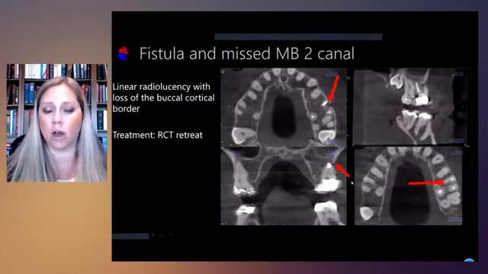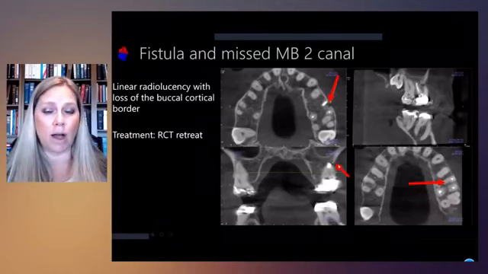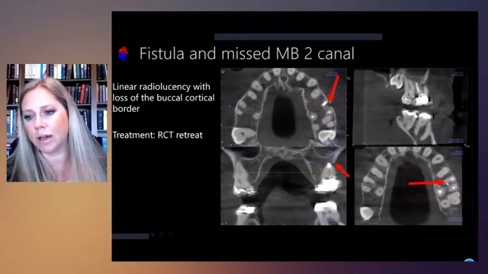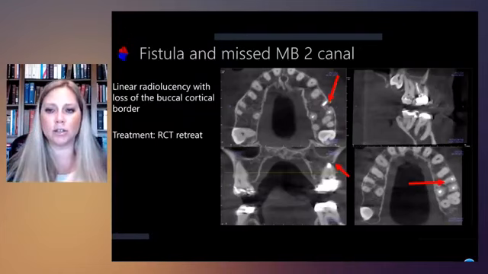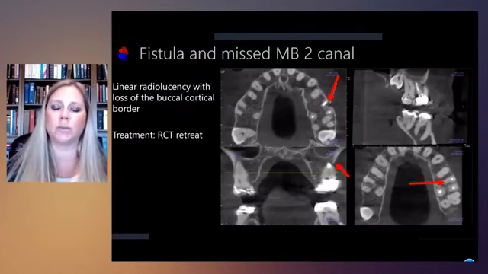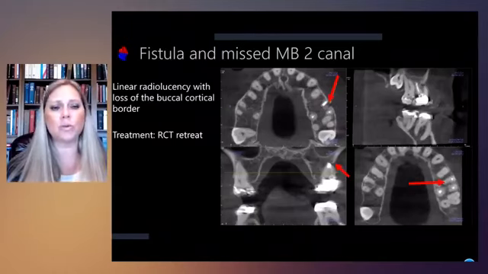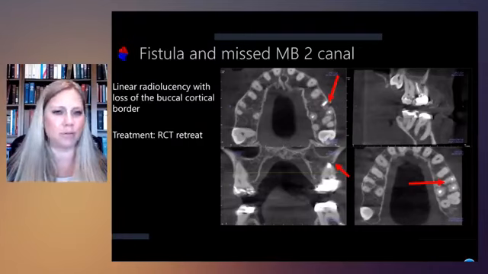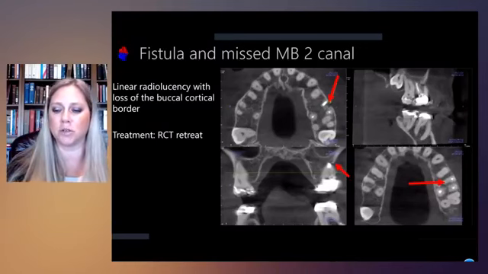Here we had our non-healing root canal treated tooth. We can see that we have a draining fistulous tract on the buccal aspect of it. And when we look in our axial sections, we have evidence of an unfilled MB2 canal. And this is usually more typical of what we see with these particular teeth that are not healing. So this will require root canal retreatment if it is possible, if we don't have too much bone loss. And that's what happened with this particular case, was retreatment.